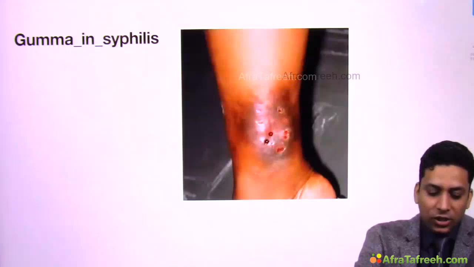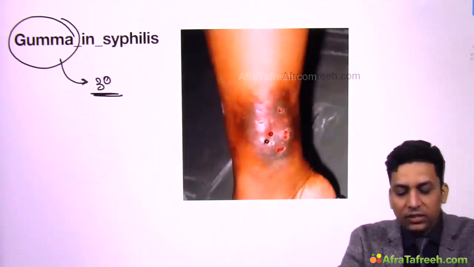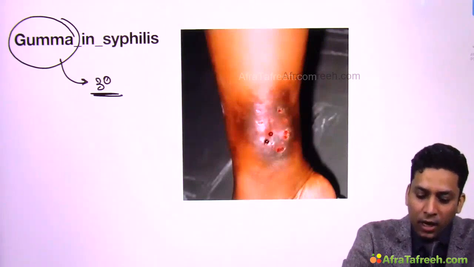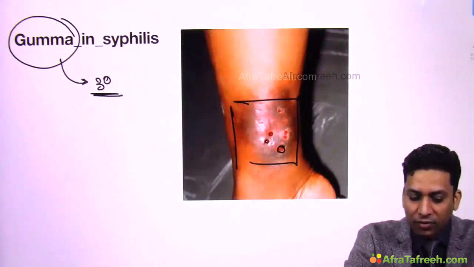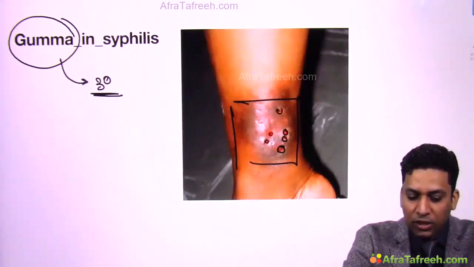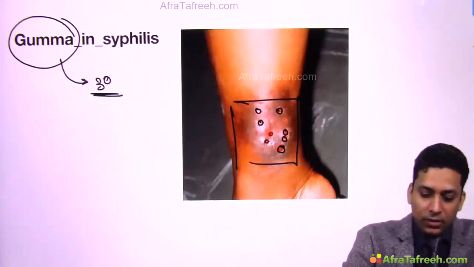Then gummatous lesions are seen in tertiary syphilis. So these are the lesions of tertiary syphilis. These are gummatous lesions. These are rubbery nodules which develop, and these may ulcerate, and when they ulcerate you will find punched out edges with a washed leather base.